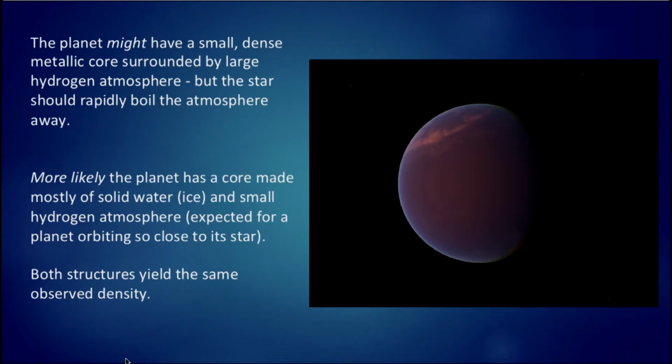However, the planet might have a small dense metallic core surrounded by a large hydrogen atmosphere. That would give the same mean density. However, that was ruled out because the star would then rapidly boil away that atmosphere, so it would not be a permanent feature. It's more likely and most probable that this planet has a core made of solid water or ice, because the red dwarf star gives insufficient intensity at that orbital distance for the water to be liquid, and then a small hydrogen atmosphere surrounding, which is expected for a planet orbiting so close to its star. Both of these structures would yield the same mean density.